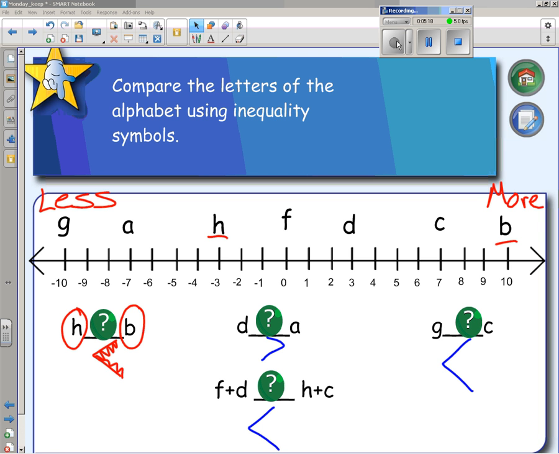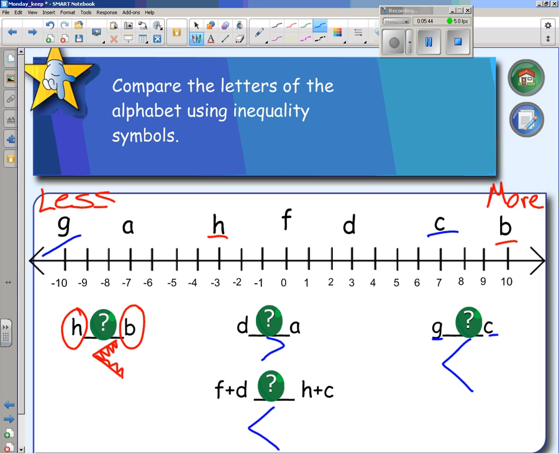All right, these are the correct answers that you should have come up with. The first two are pretty simple. D is greater than A. Here's D. Here's A. D is further right than A, so D is bigger than A. It's greater than A. And then over here, G and C. G is all the way down at this end, and C is up here, so G is less than C.